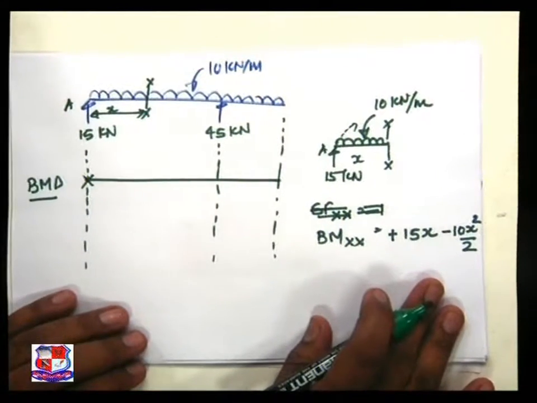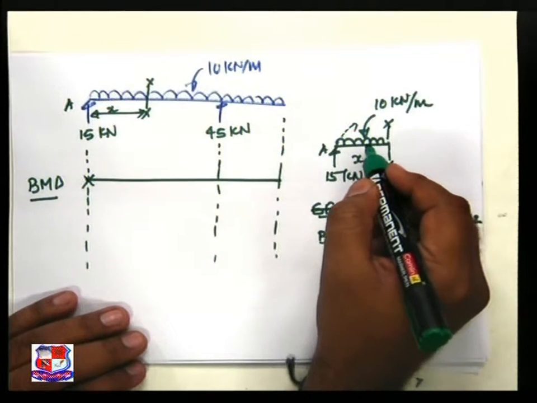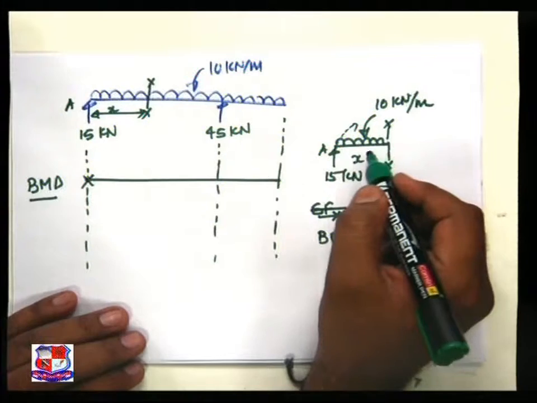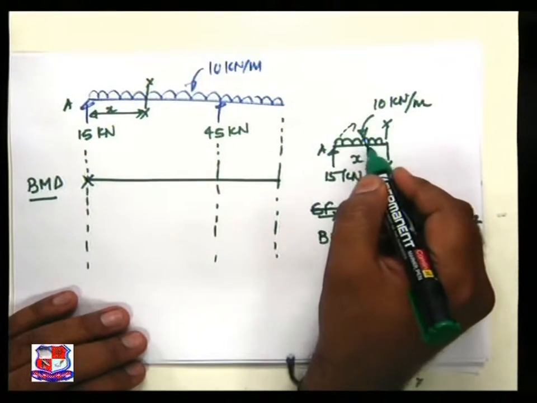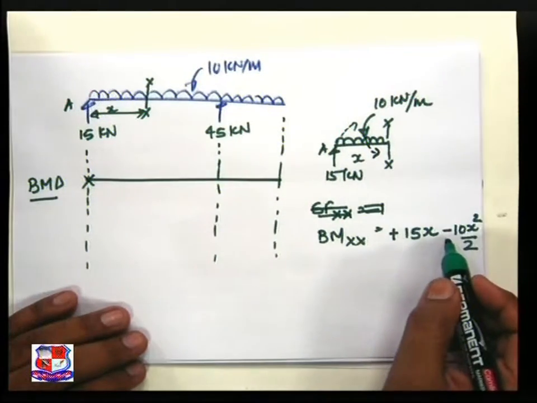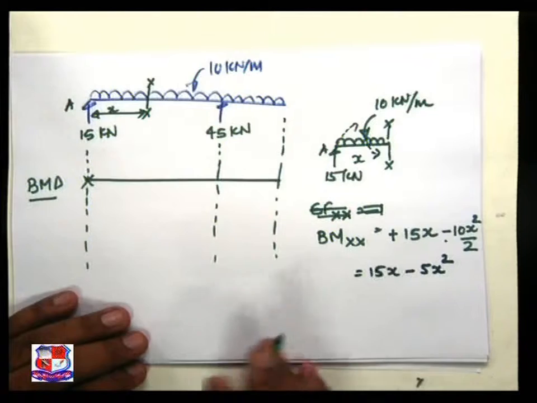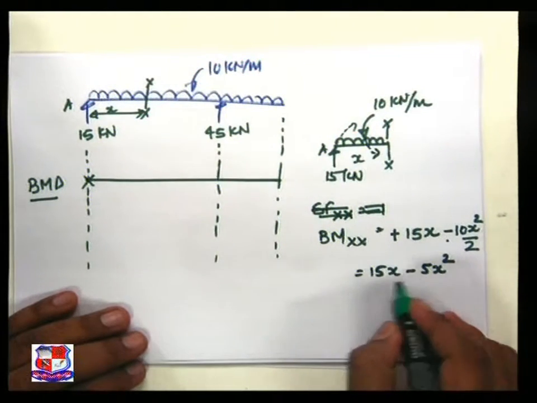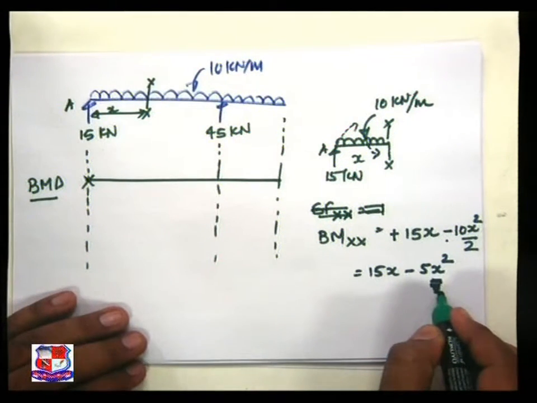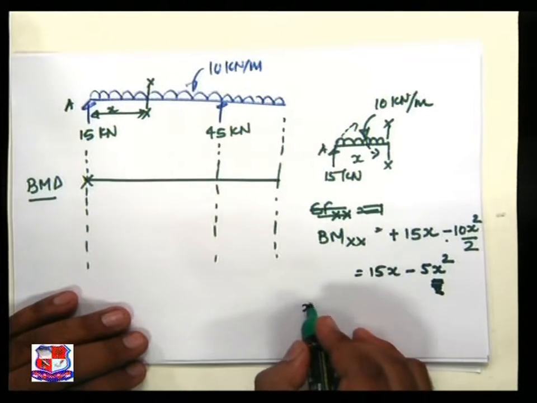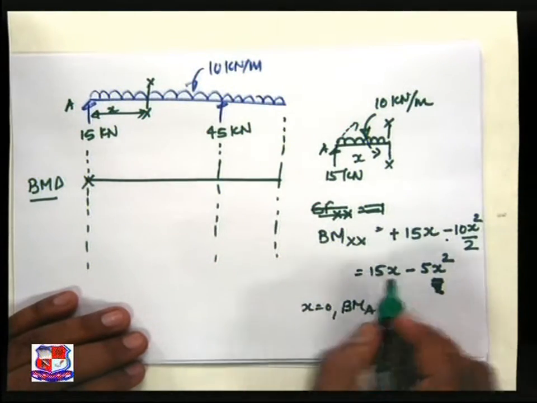How will this 10x square by 2 be there? Because 10 into x is nothing but the load multiplied by the perpendicular distance x by 2. So 10 into x by 2, that is 10x square by 2, that creates the section left anticlockwise moment, hence negative. So we achieve 15x minus 5x square. Now this is the equation, an equation of x square, means equation of parabola. Now you just put x is equal to 0, we find out BM at A is equal to 0 because x is equal to 0, and we achieve the same answer.